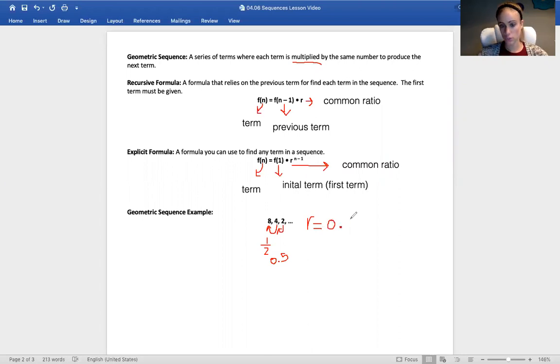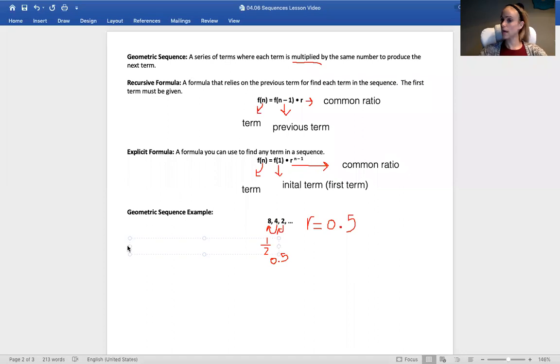I am going to choose to write it in decimal form instead of fraction form. The reason for that is it's a lot easier when we do our calculations in a calculator to type in a decimal than it is to type in a fraction. That is the only reason I'm using 0.5 instead of using 1/2.